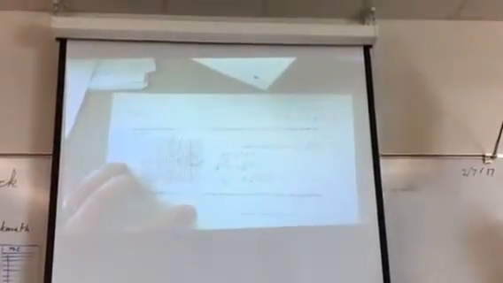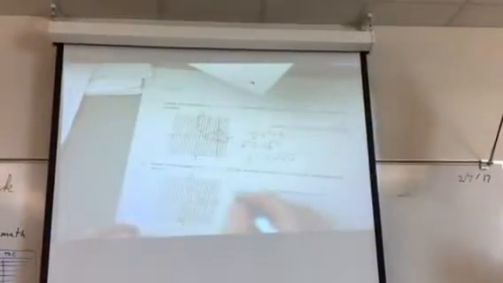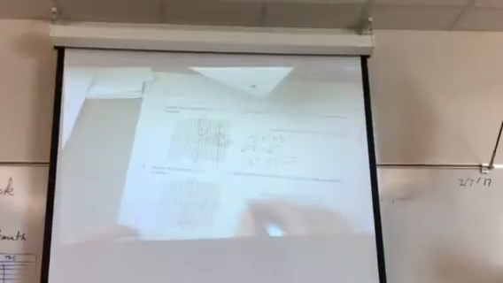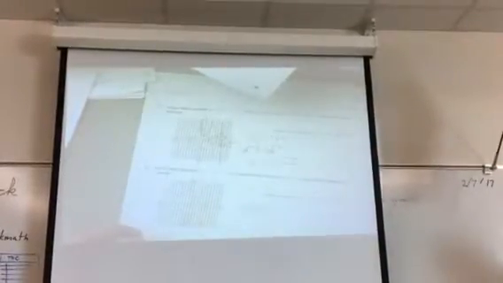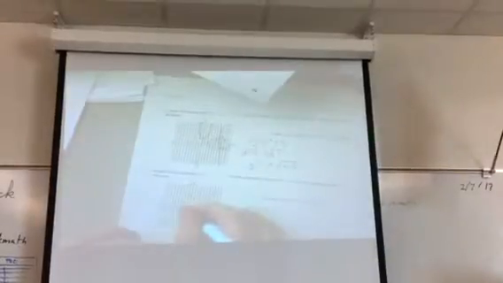Vertical line test says it crosses twice, so no. On this one here, same kind of thing. Since it's x squared minus 3, that's going to be x plus 3, and it's going to be plus or minus the square root of that.